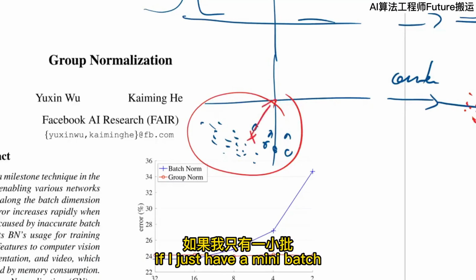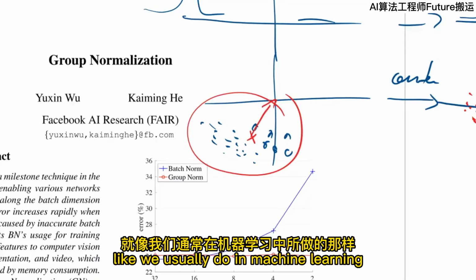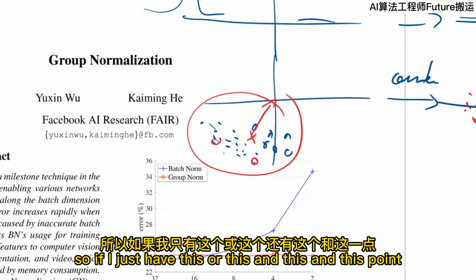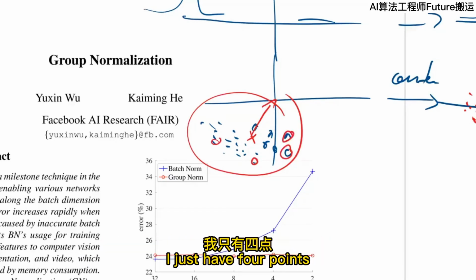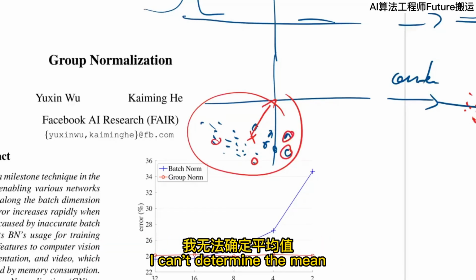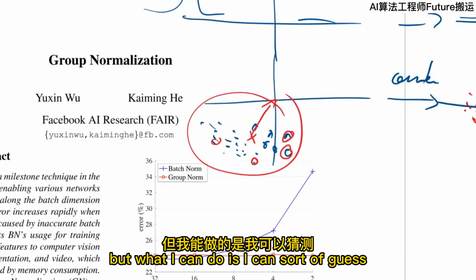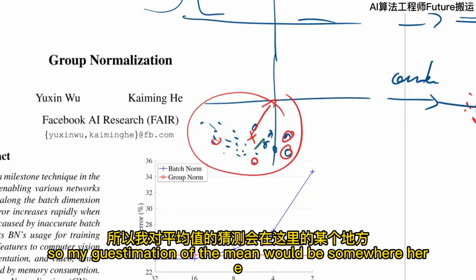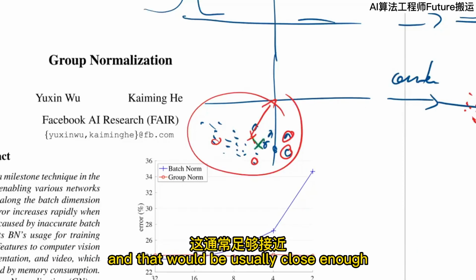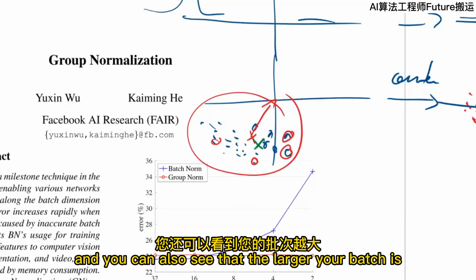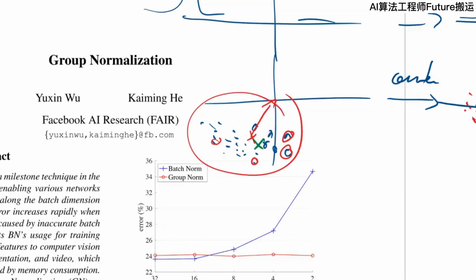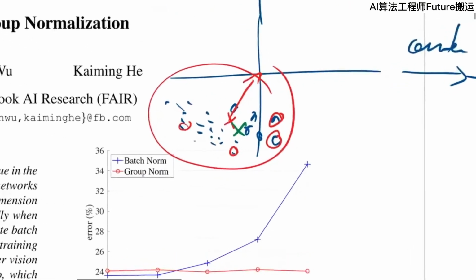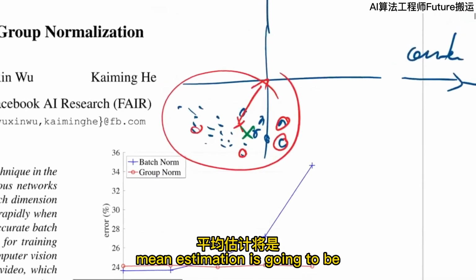If I just have a mini batch like we usually do in machine learning, so if I just have this or this and this and this point, I just have 4 points, I can't determine the mean. But what I can do is I can sort of guess the mean from the 4 points, right? So my guesstimation of the mean would be somewhere here, and that would be usually close enough. And you can also see that the larger your batch is, if you sample at random, the more accurate your mean estimation is going to be.